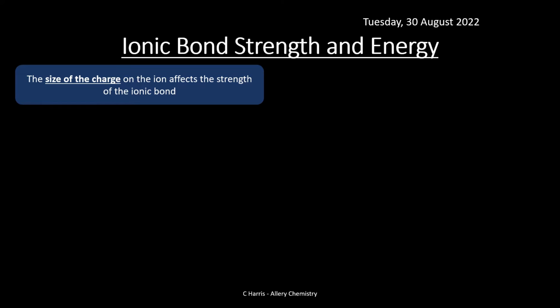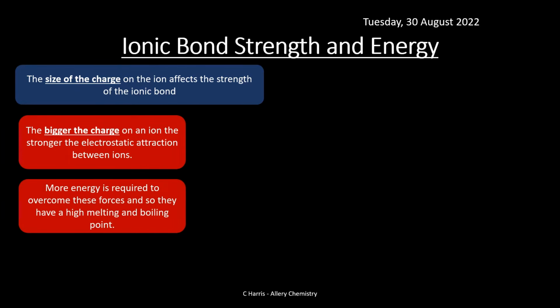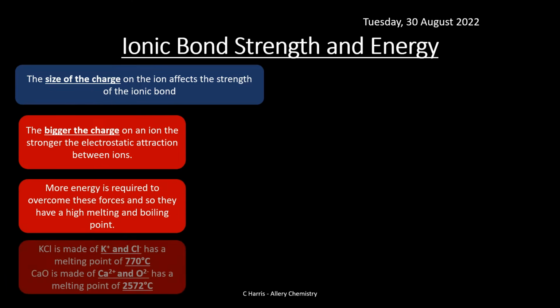Obviously the size of the charge on the ion affects the strength of the ionic bond, which might sound quite obvious. Basically, the bigger the charge on the ion, the stronger the electrostatic attractions between these ions. If you remember from the bonding topic in year 1, you would have picked up on that. More energy is required to overcome these forces, so they generally have high melting and boiling points. You should be aware of that already from year 1.